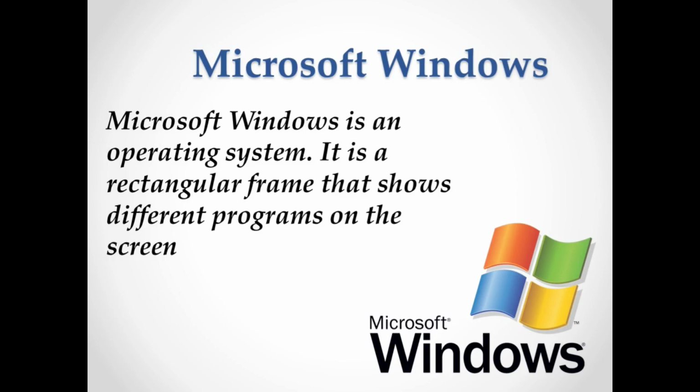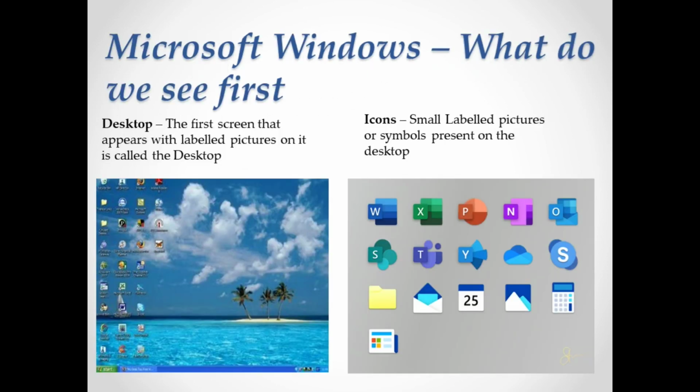So, as a definition in computer terms, a window is a rectangular frame that shows different programs on the screen. The screen is the one which you see on the computer, right? Now let's go to the next one.